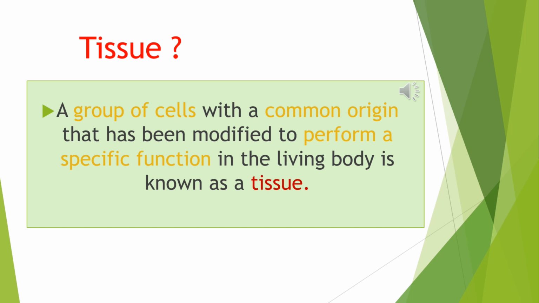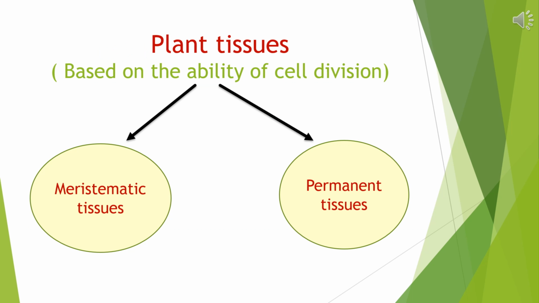Then what do we mean by tissue? A group of cells with a common origin that has been modified to perform a specific function in the living body is known as a tissue. There are two methods of cell division, meiosis and mitosis. Cell division is needed to multiply the number of cells in living bodies. Based on the ability of cell division, plant tissues can be divided into two types as meristematic tissues and permanent tissues. In this video, we discuss meristematic tissues in plants.